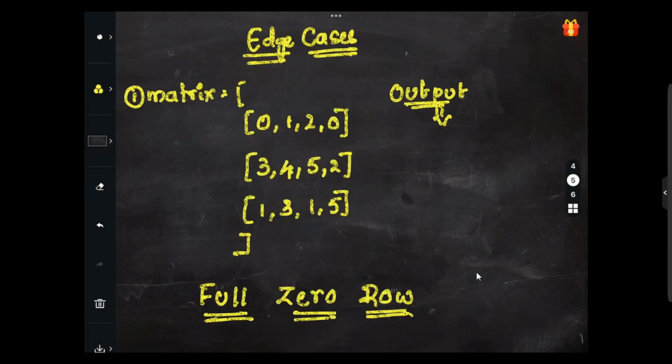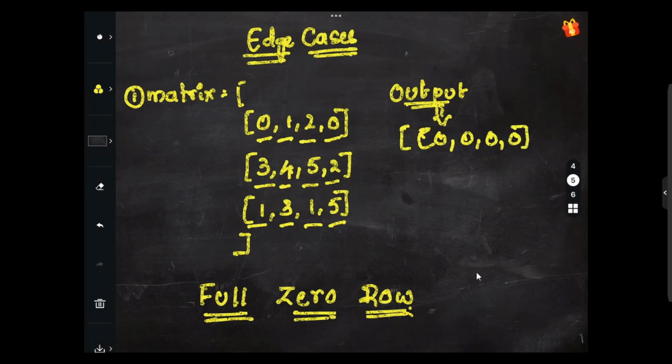Let's discuss the edge cases here. So the first edge case that we'll be dealing with here is a full 0 row. Here with the full 0 row, we have 0 1 2 0, 3 4 5 2, 1 3 1 5 in this case. So the output will be in this case 0 0 0 0.